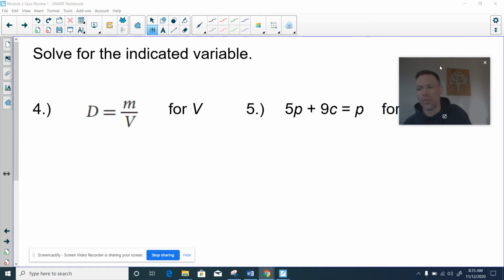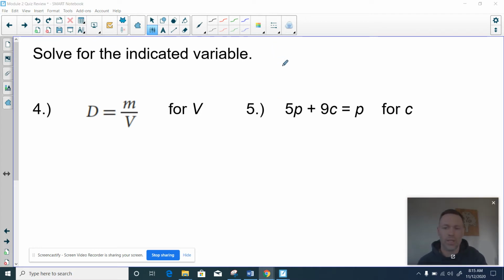All right, point 3 was about literal equations. Remember, literal equations basically have all variables in them. We solve a literal equation the same way we solve any old equation, except sometimes we can simplify and sometimes we cannot. The steps are exactly the same. So now in example 4, we're supposed to solve for V. So I'm going to circle that to identify the one I want to isolate.